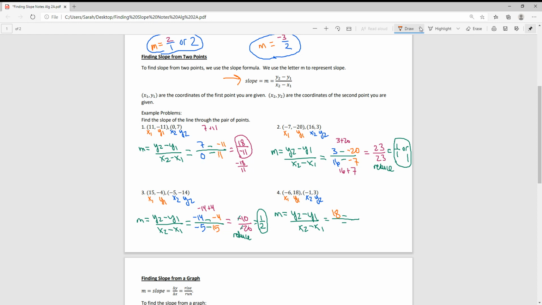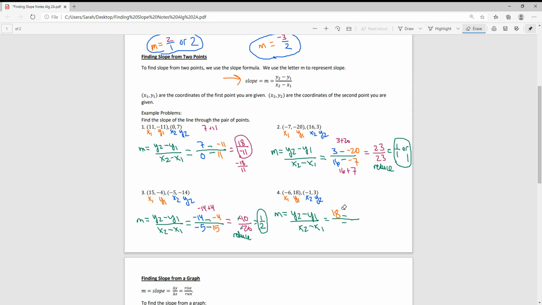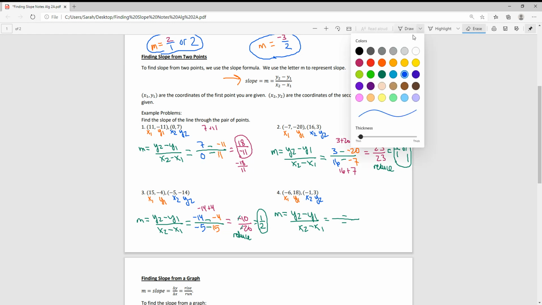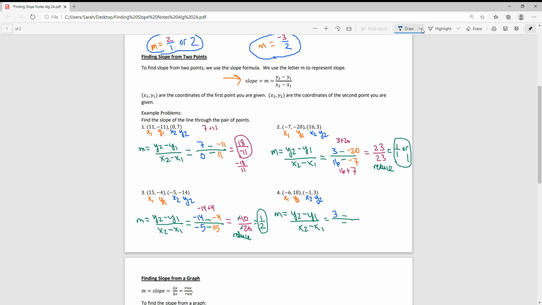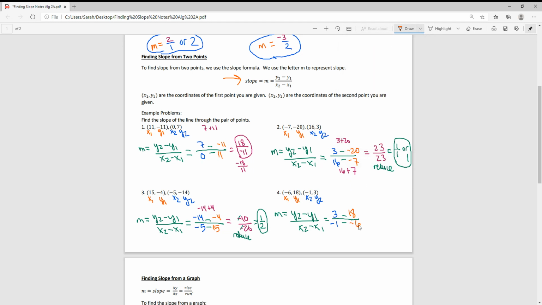y1 is 18 minus, sorry, I did that backwards. Just kidding. Ignore that. Okay, let's try that again. y2 is 3 minus y1 is 18, so 3 minus 18. Down in the denominator, x2 is negative 1 minus x1 is negative 6.